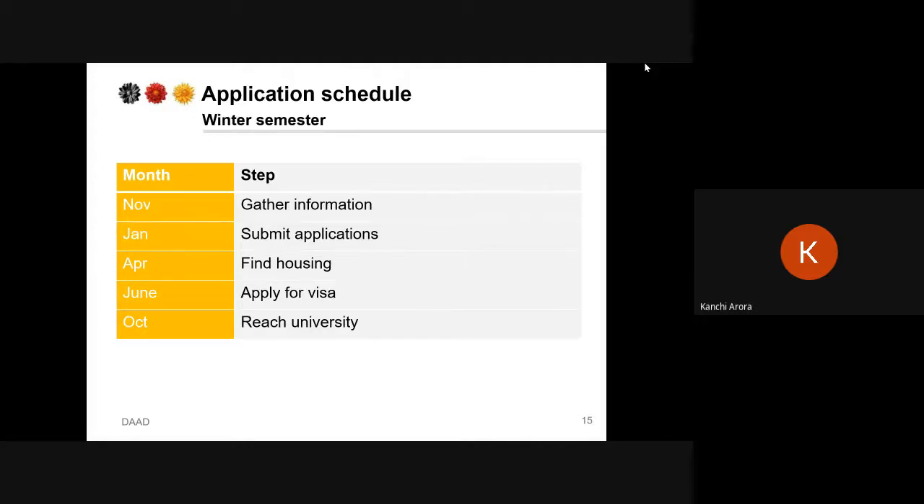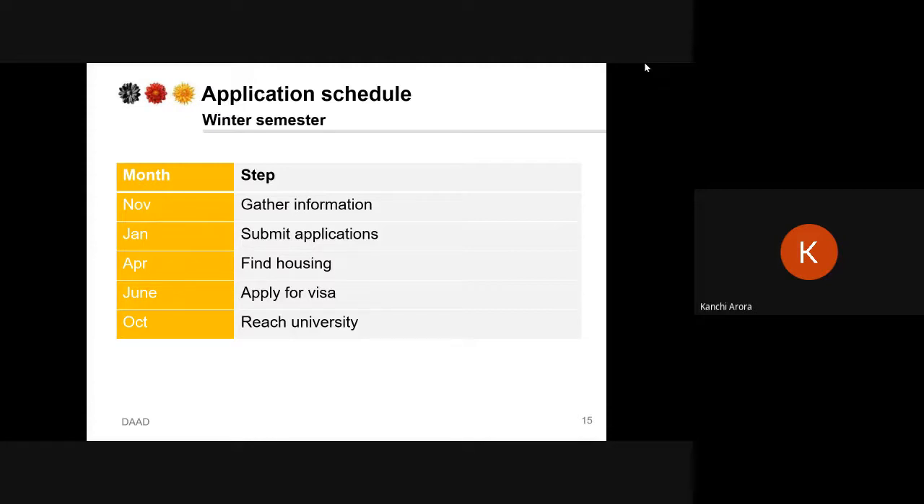But there are, of course, some universities that have already started the applications. So let's say the RWTH Aachen or TUM, they already start their application in December or January. And that is why you need to be extremely vigilant when you are applying for the universities, because every university might have different deadlines. So this is how the schedule looks like.